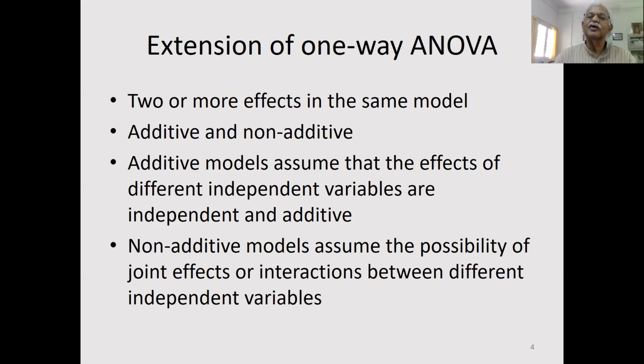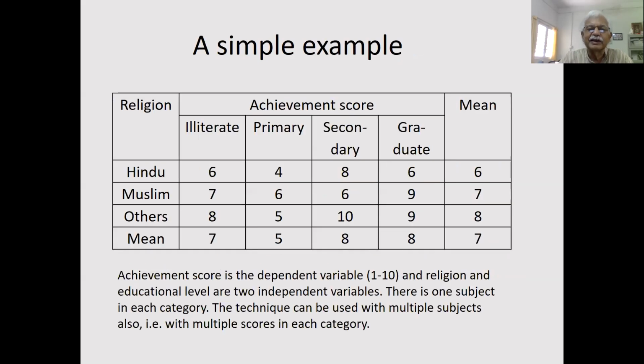An extension of one-way analysis of variance provides a way to test 2 or more effects in the same model, additive and non-additive. Additive models assume that the effects of different independent variables are independent and additive, while the term non-additive model is used for those situations in which there is interaction between different independent variables. Let me take an example.